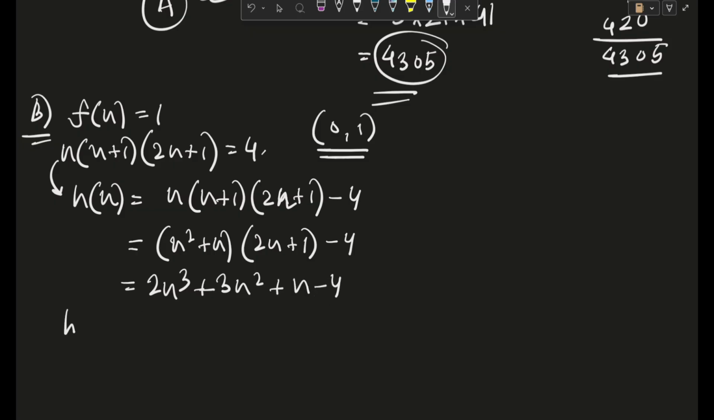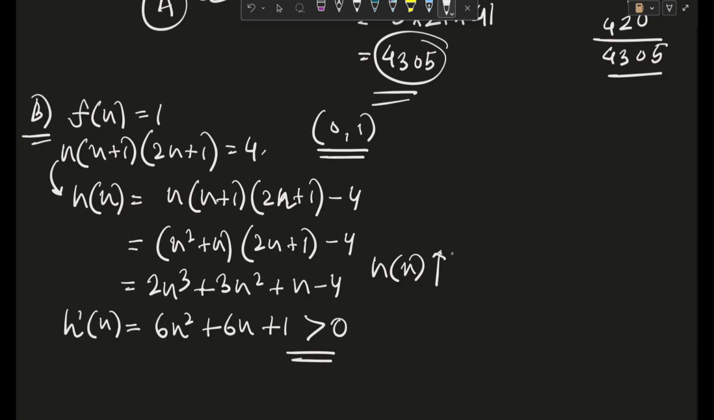If we calculate h dash n, the first derivative, it will be 6n squared plus 6n plus 1, and this is always greater than 0, so h of n is increasing. It is an increasing function in the interval 0 to 1, and obviously for n greater than 0, which is satisfied by our interval. So now we are in a good position. h of n is already found to be an increasing function.